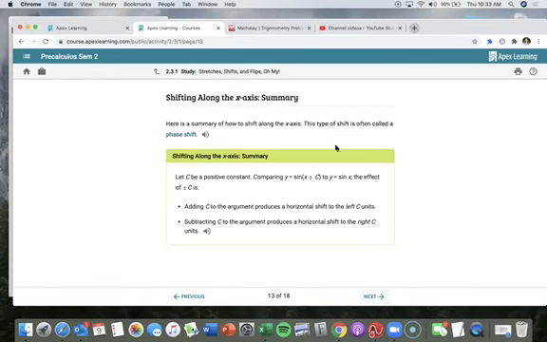Okay, so then here, summarize it. Again, hopefully not too difficult, but if I add c to x directly, I'm going to shift to the left, and if I subtract c from x directly, I'm going to shift to the right.